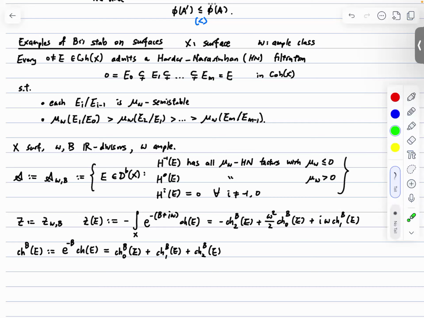Yeah, so this is what I mean by these twisted Chern characters. And so using this abelian category and this group homomorphism, you can define a number phi for every non-zero object in here. And so you can talk about what it means for a non-zero object in this abelian category to be Bridgeland semi-stable or stable.